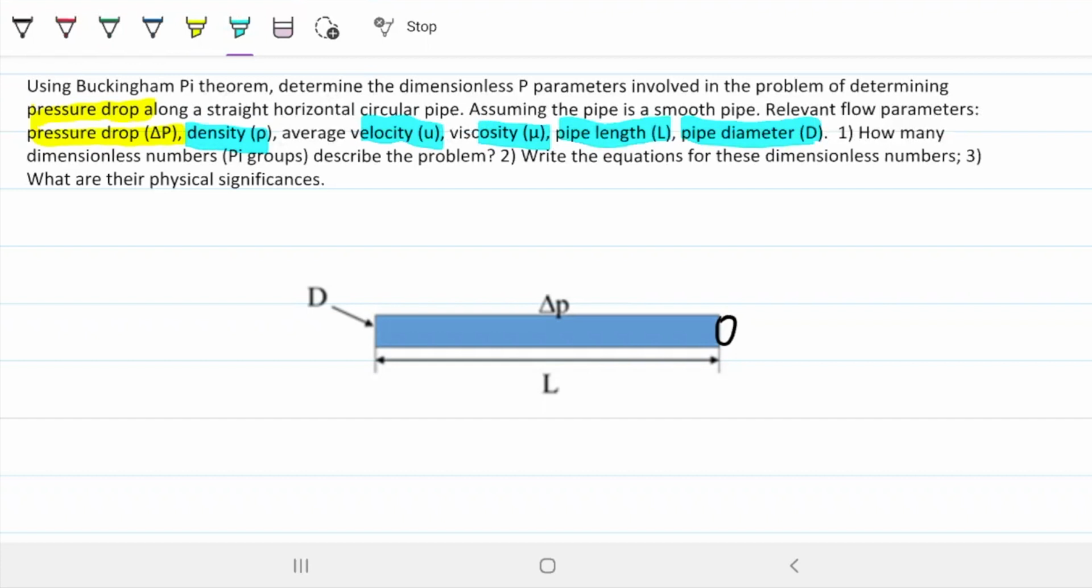Okay, so how many dimensionless numbers, pi groups, describe the problem? Write down the equations for these dimensionless numbers and what are their physical significance.